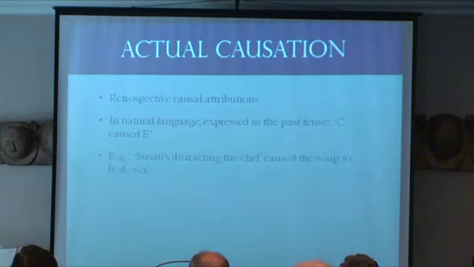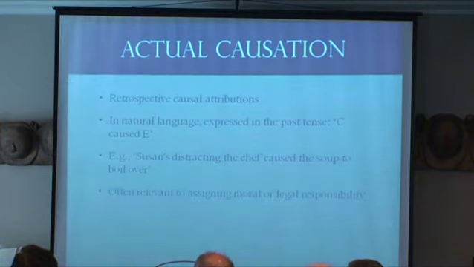So for example, of course, you read through his books, you get all sorts of lovely examples. So Susan's distracting the chef caused the soup to boil over, right? So it's a causal attribution. It's expressed in the past tense. We've observed these events, and we say that one of these events caused the other event.